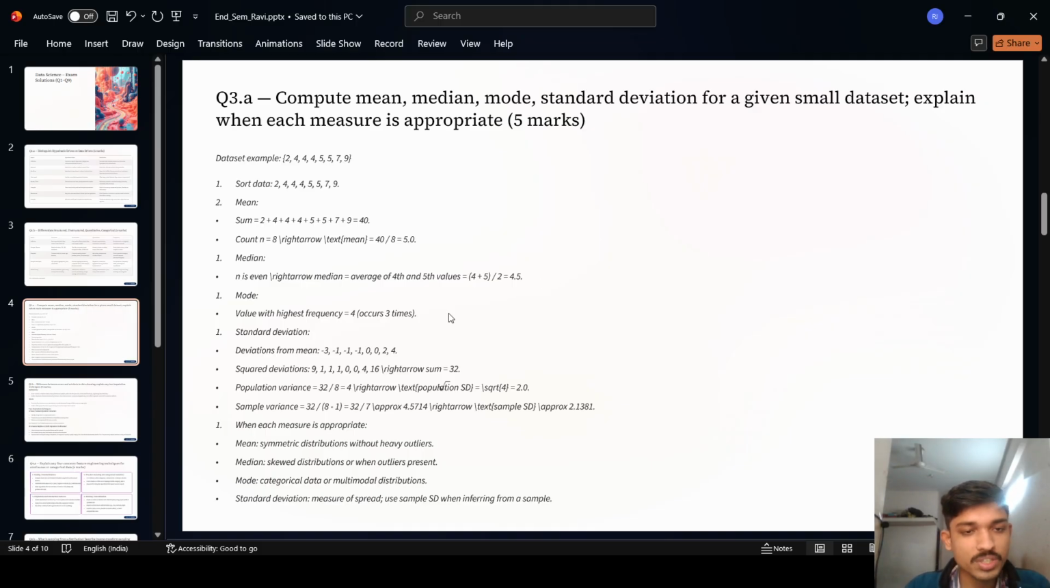4.5. Mode is the most frequent value occurring in a data set. Here we can see that 4 occurred 3 times, so it will become our mode. Now the next one is standard deviation. Standard deviation means deviation from the mean.